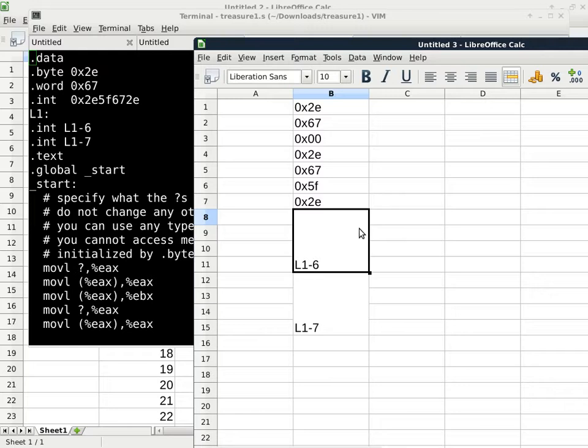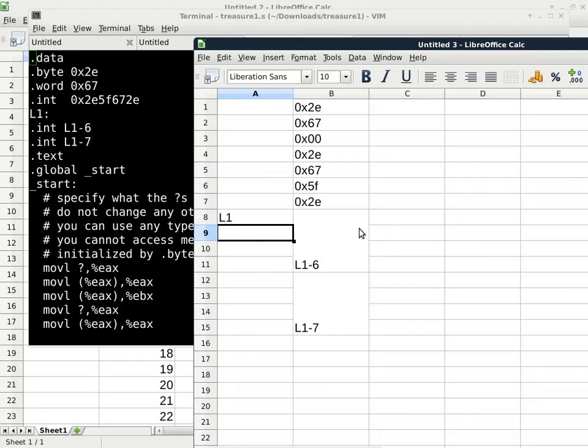I intentionally do not use column A for a reason. Column A is going to indicate the label. L1 is right here. In other words, the label L1 is basically the address of the least significant byte of the .int L1 minus 6 line. The address is always only of a byte, not the address of a word or a long word, because the i386 is a byte addressable architecture. So whenever we refer to an address, it is always the address of a byte.